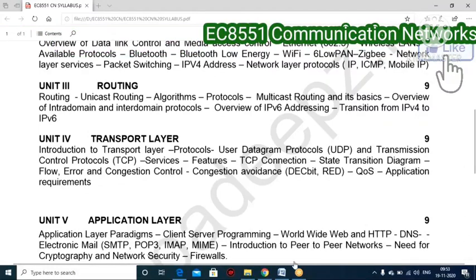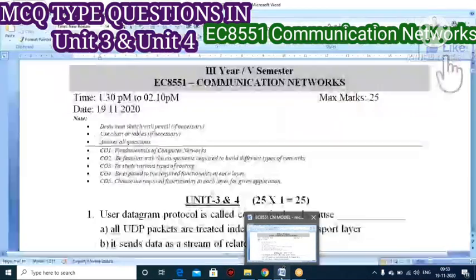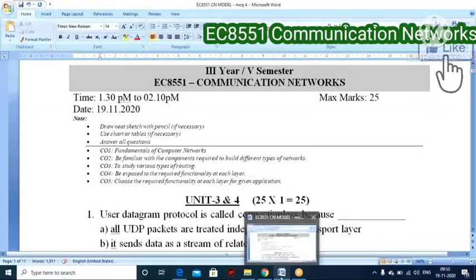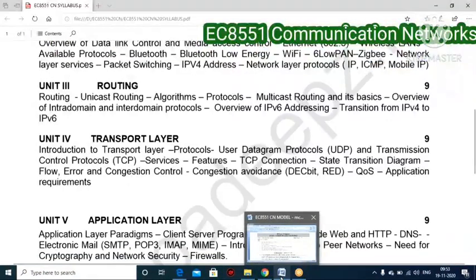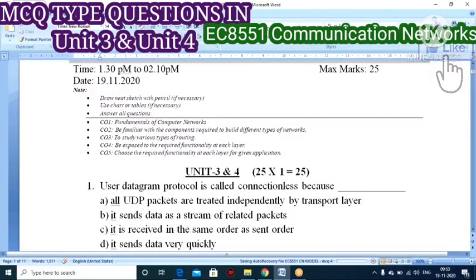Okay, let's enter into our quiz competition based upon these two units. I hope now you are ready to answer the questions.